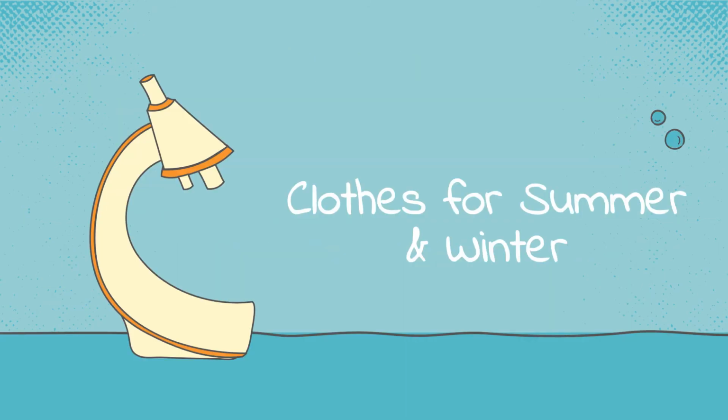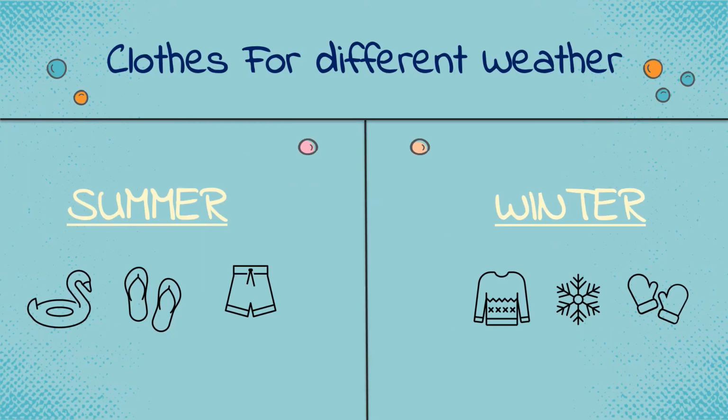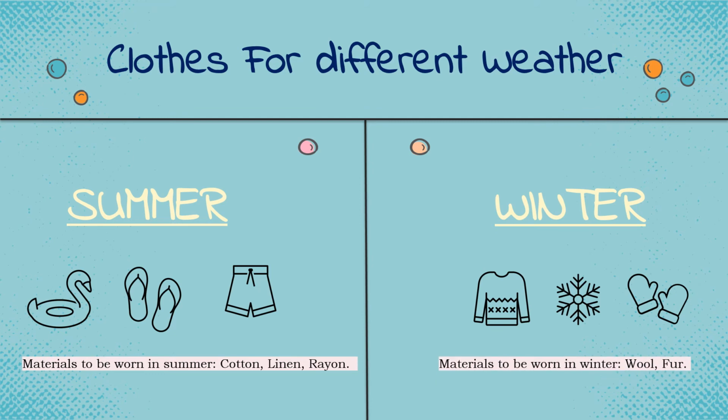On to our fun little topic of heat, clothes for summer and winter. So we always dress for different weather, right? In the summer, you want to wear clothes like cotton, linen, rayon, stuff that's going to keep you cooler. And in the winter, you're going to wear materials like wool or fur, something that's going to keep you warm, that's going to trap in the heat in your body.